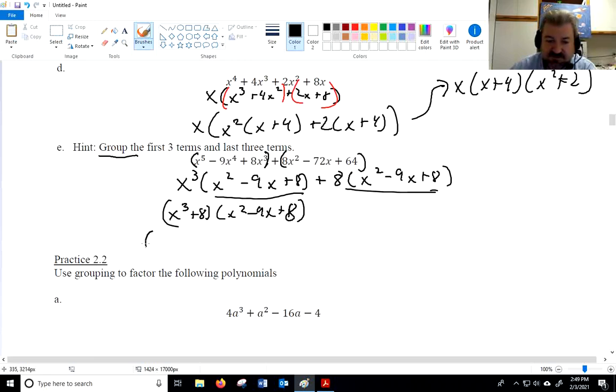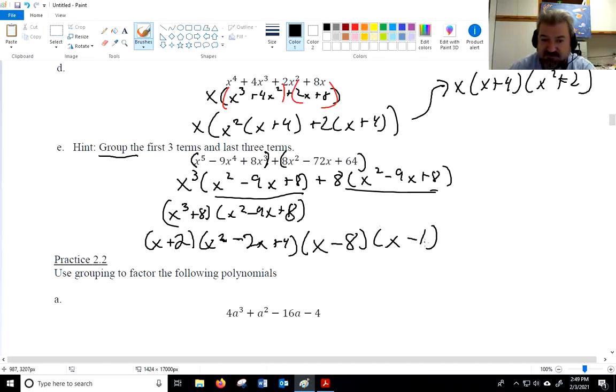This is a sum of 2 cubes. It's x plus the cube root of 8 is 2, because 2 times 2 times 2 is 8. Then to finish it off, I square the first term, multiply the 2 together and change the sign, and square the last term. Now, x squared minus 9x plus 8 is also factorable as x minus 8 and x minus 1. So we've done a pretty good job breaking down that big polynomial into several different factors.